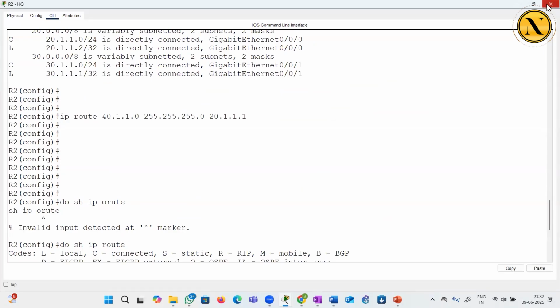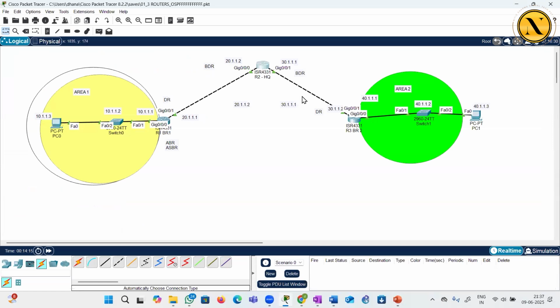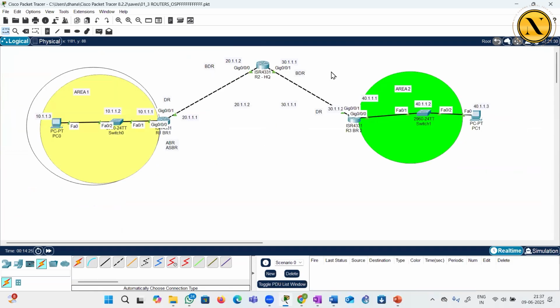We are giving it on the headquarters, right? This one, correct? 30 is directly connected. It knows 30. 20 is directly connected. So we only configured 10 and 40, the remote ones. Which is right. Yes or no? Okay, got it, sir.